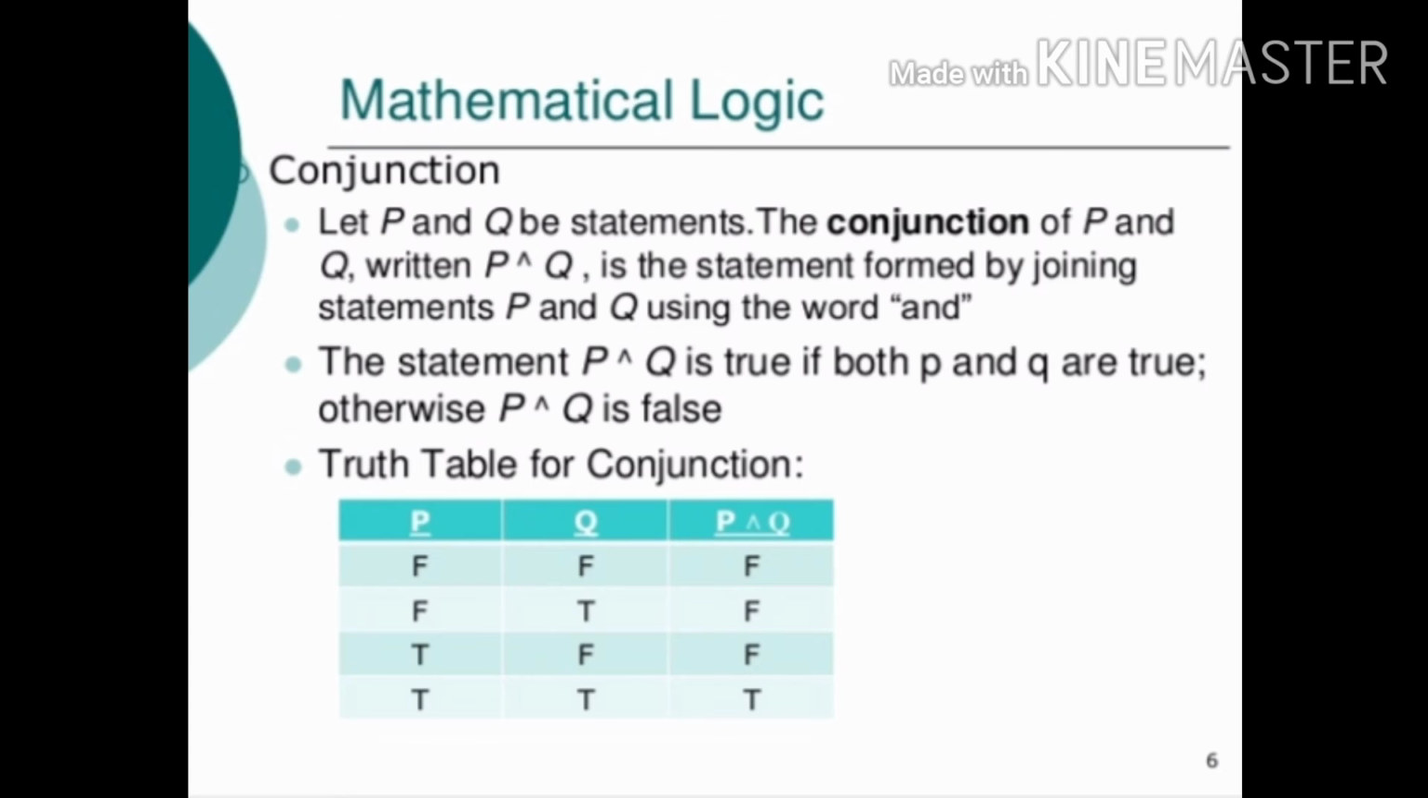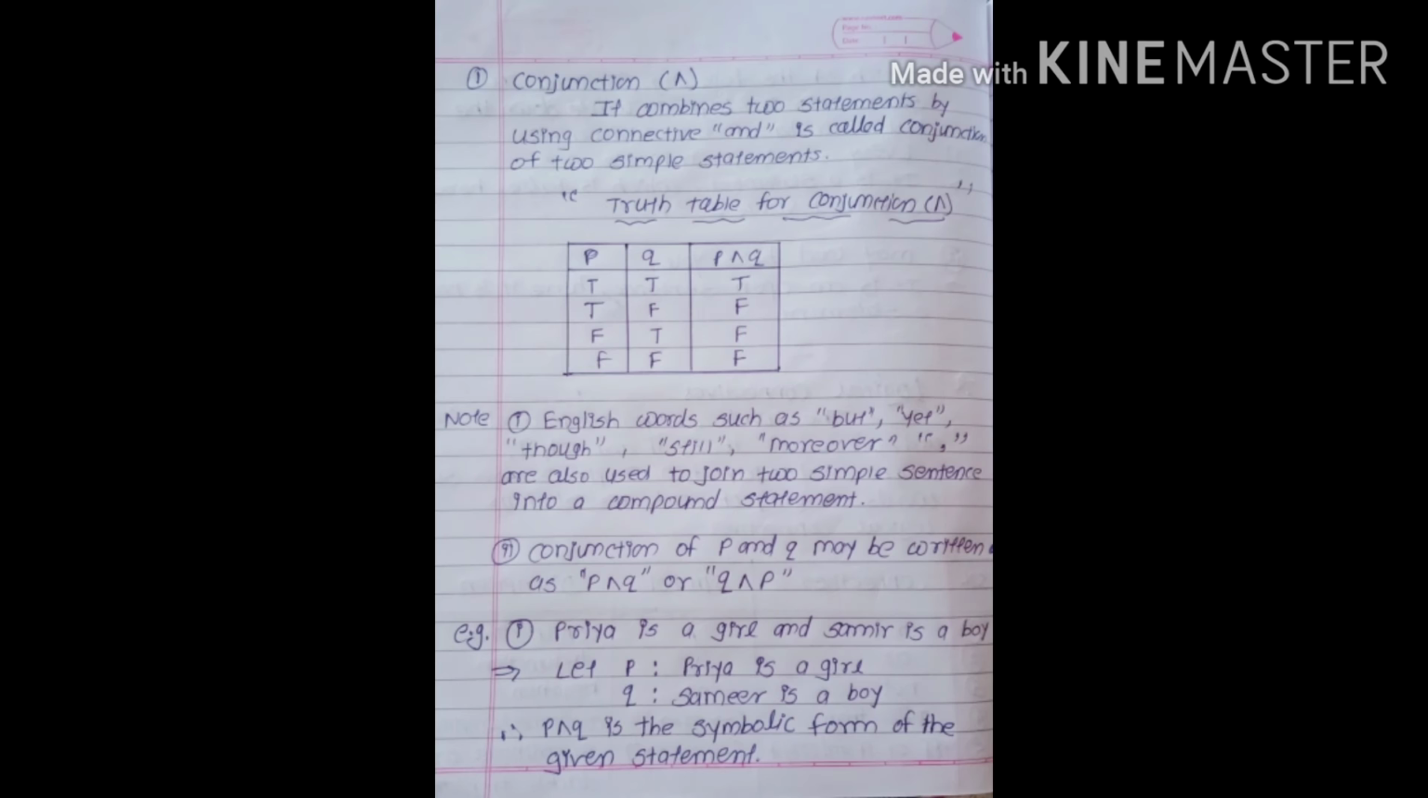Always note that English words such as but, yet, though, still, moreover, comma are also used to join two simple sentences into a compound statement. Conjunction of P and Q may be written as P and Q or Q and P also. Let us see one example.